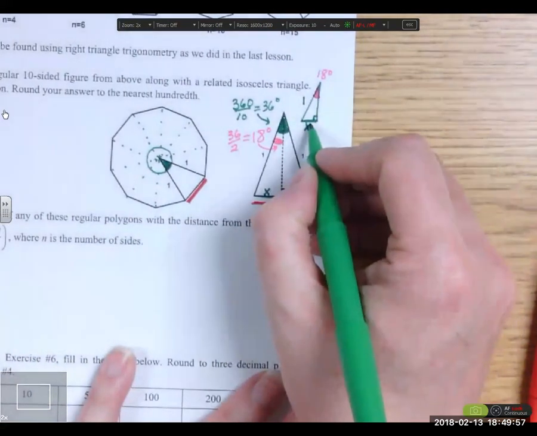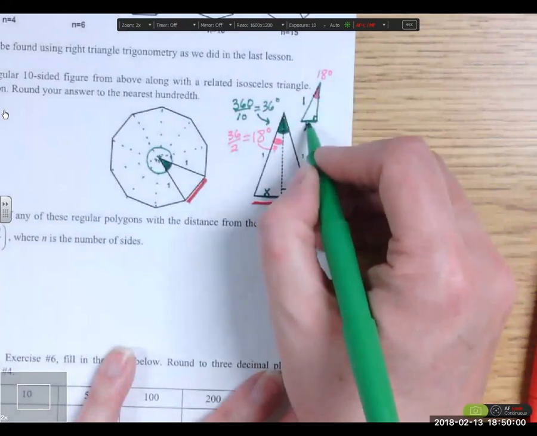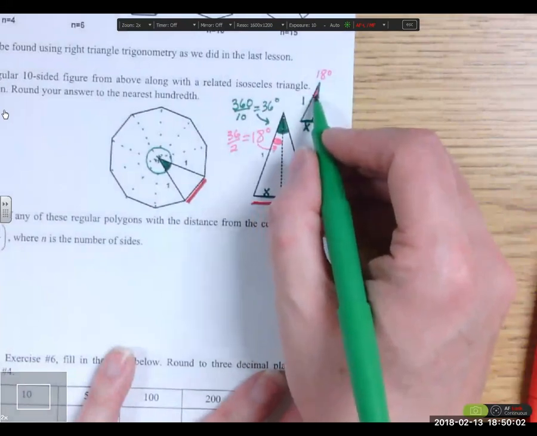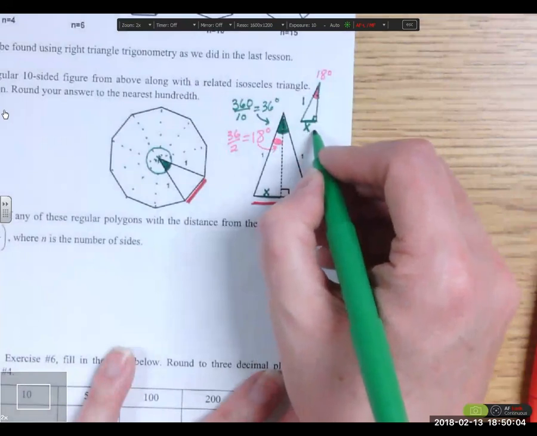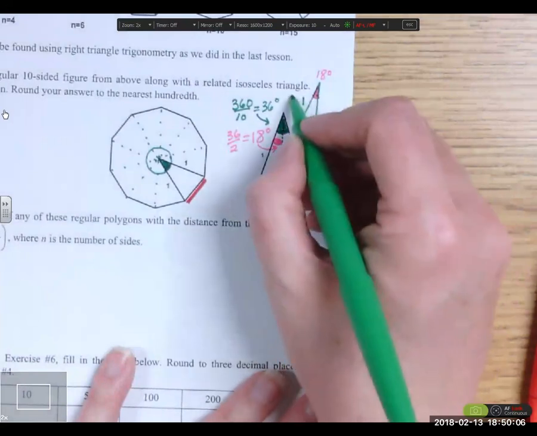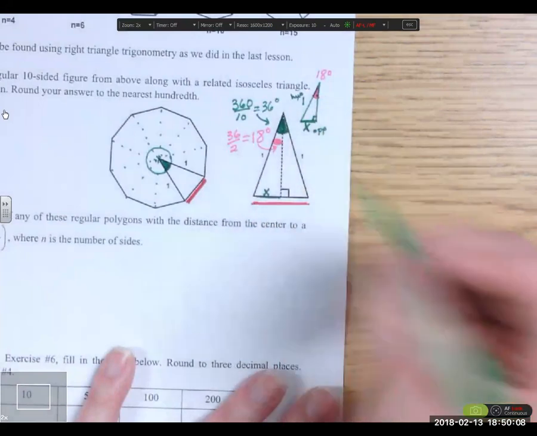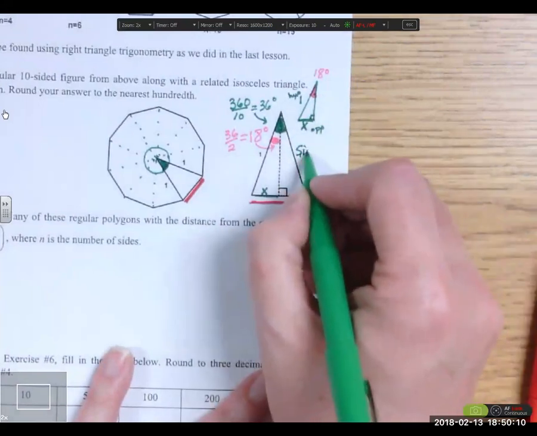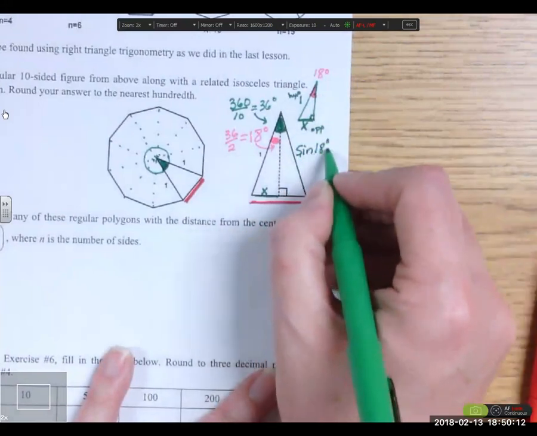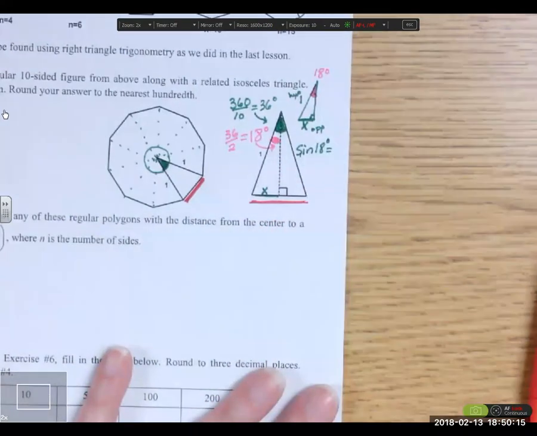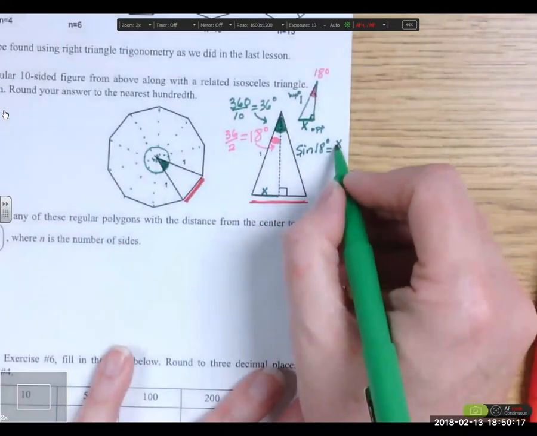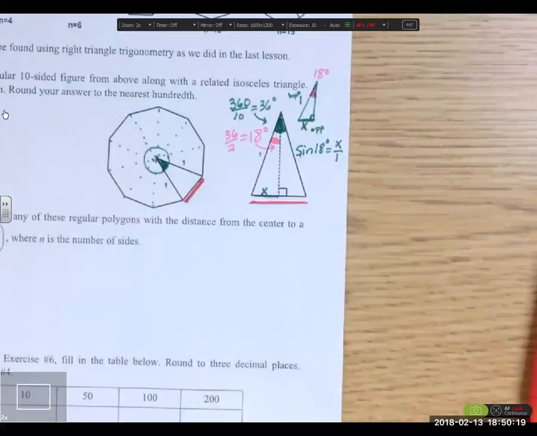Okay, so here's our question. Using right triangle trig and SOHCAHTOA, the angle of perspective is 18. X is opposite of that, and 1 is the hypotenuse. So let's use a sine ratio where we're saying that the sine of 18 degrees is equal to x over 1. X was the opposite and 1 is the hypotenuse.